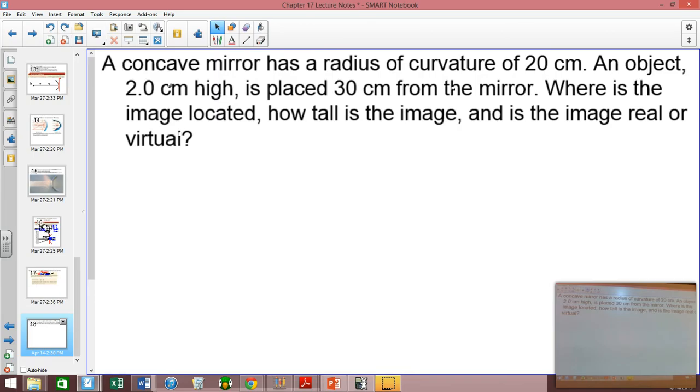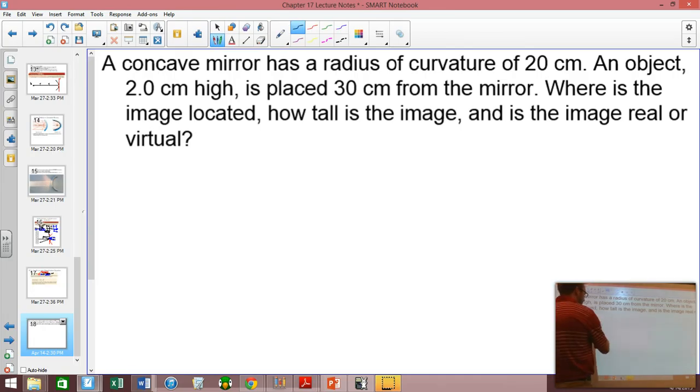A concave mirror has a radius of curvature of 20 centimeters. An object 2 centimeters high is placed 30 centimeters from this mirror. Where is the image located? How tall is the image? And is the image real or virtual? So let's see what we've got here.